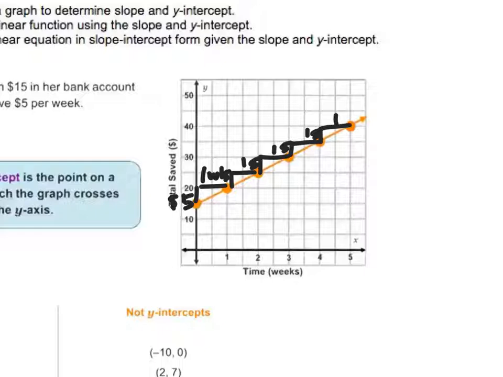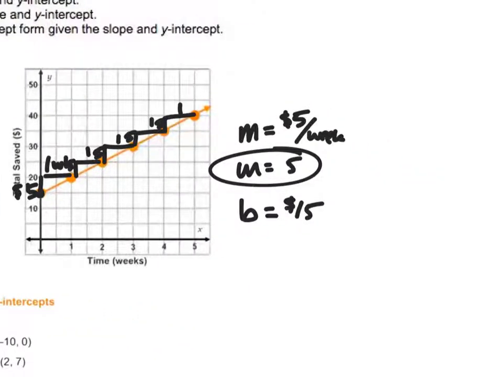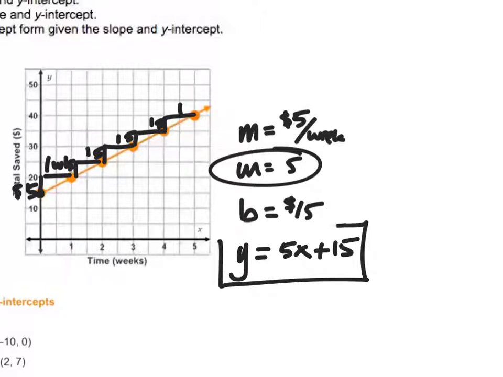So what we can do, first of all, is we can identify our slope as $5 per week, okay? And we would just write that as 5, okay? Slope is equal to 5, but it represents $5 a week. Now, our y-intercept, and I often call the y-intercept b, is equal to what we started with, where it crosses the y-axis, which is $15, okay? So what we can do is we can write an equation like this that says y equals 5x plus 15 to represent this situation.